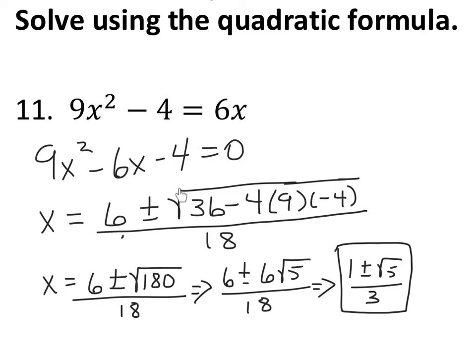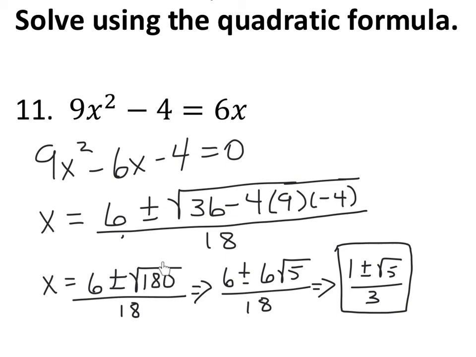Plus or minus the square root of negative 6 squared. Negative 6 squared is 36. Minus 4 times a, which is 9, times c, which is negative 4, all over 18, which is 2 times 9. All right, so now we got to simplify this. I'm going to simplify this discriminant right here. This is going to be 180. That's what I get right here.